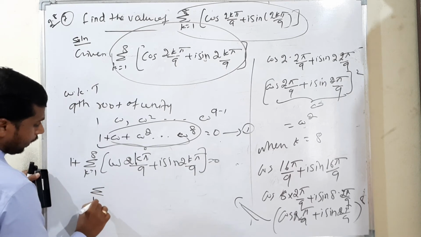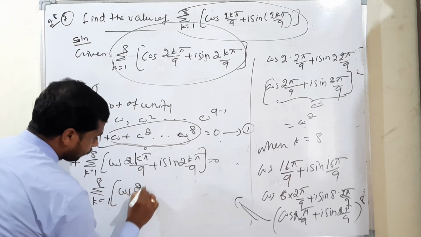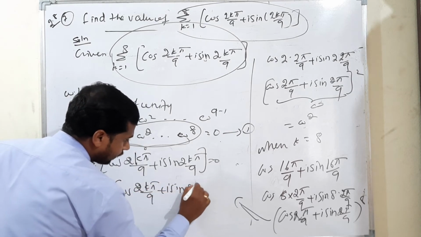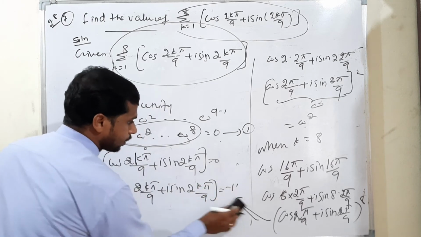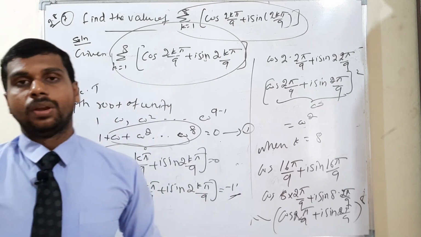Therefore, the final answer: the summation of k equal to 1 to 8 of cos 2kπ/9 + i sin 2kπ/9 is equal to minus 1. This is the answer for question number 7. Okay, I will continue with the next question.